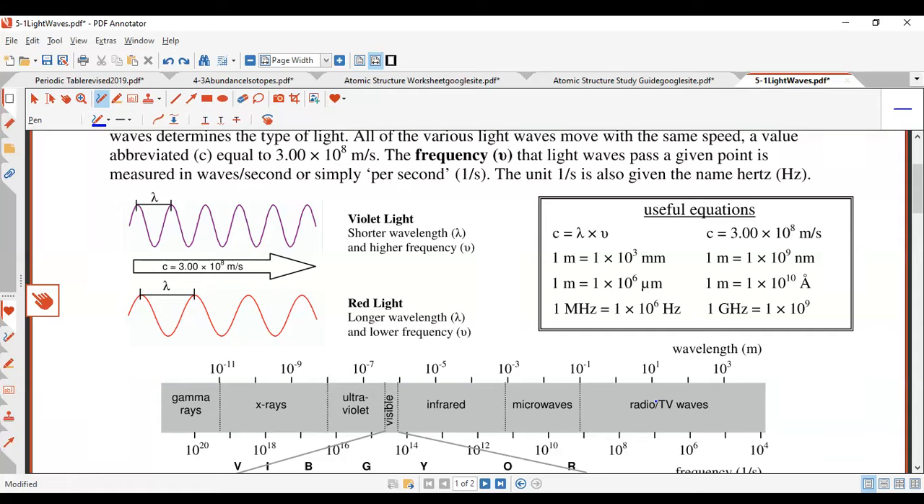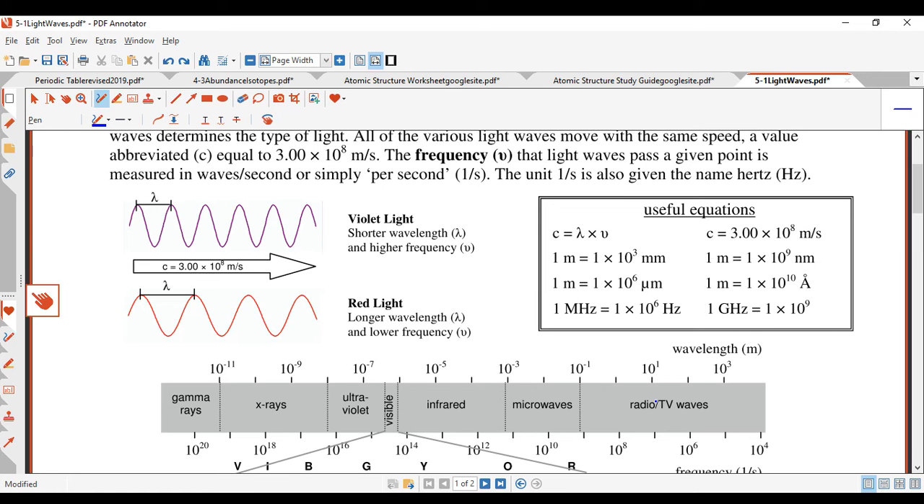So what we're going to do now is I want to go over a couple problems that are on the worksheet that is on Google Classroom. This is the homework that you'll be working. These are using this equation C equals lambda nu. And with these problems, we're working with electromagnetic radiation. So you're always going to be using, for these particular problems, 3 times 10 to the 8th meters per second.